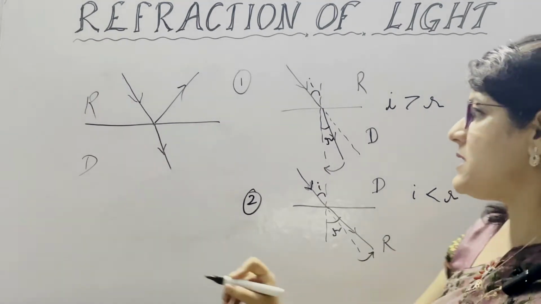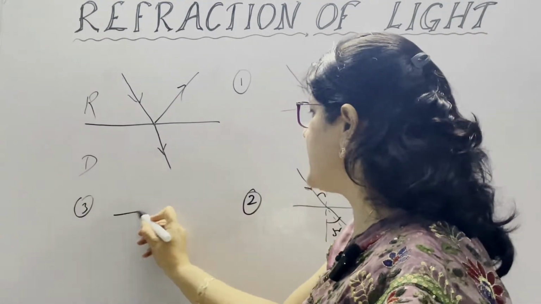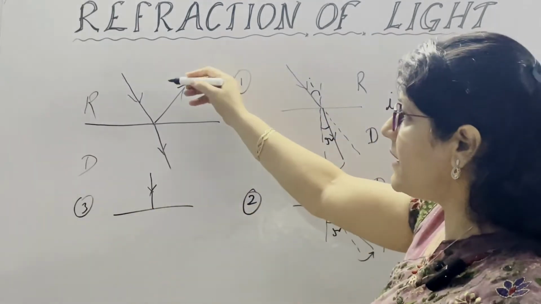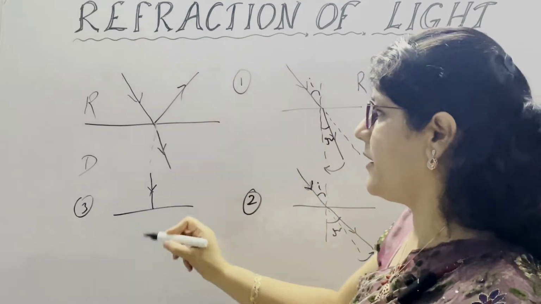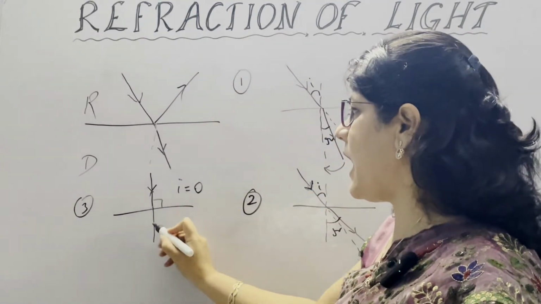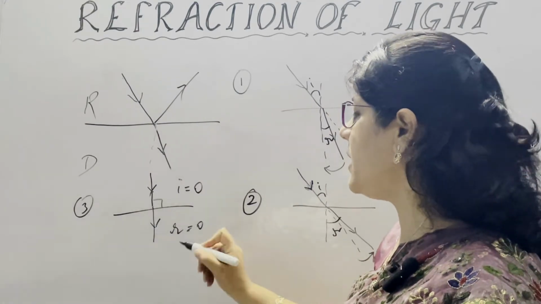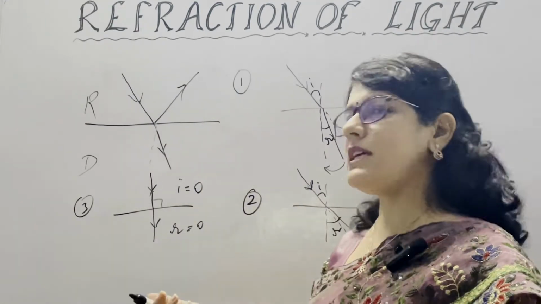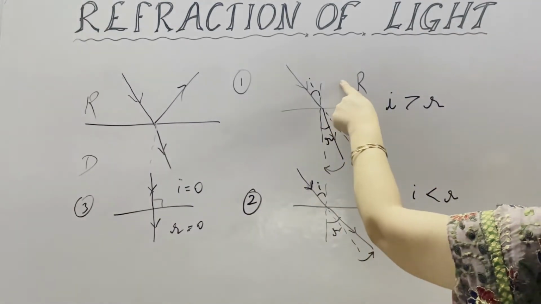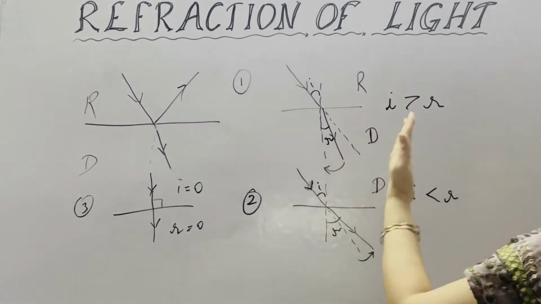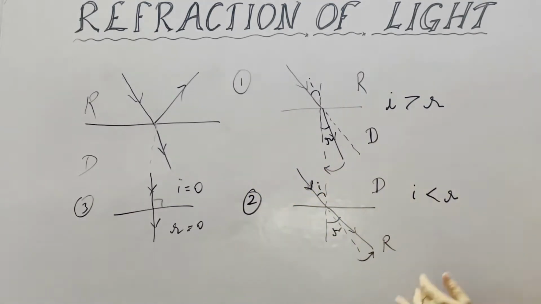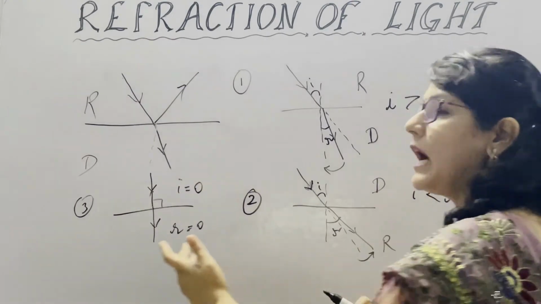Now the third case is when the light ray is entering and the angle of incidence is equal to 0, meaning the incident ray strikes along the normal. The angle of incidence I is equal to 0 degrees. Then R is also equal to 0 degrees. This is our third case. In this case, the ray goes undeviated. So, in the first case, when the ray is entering from rarer to denser medium, it bends towards the normal. Then from denser to rarer, it bends away from the normal. And if I is 0, then it goes undeviated.